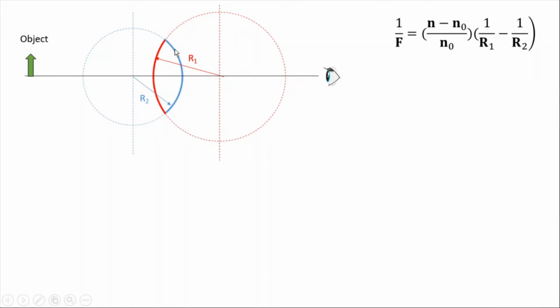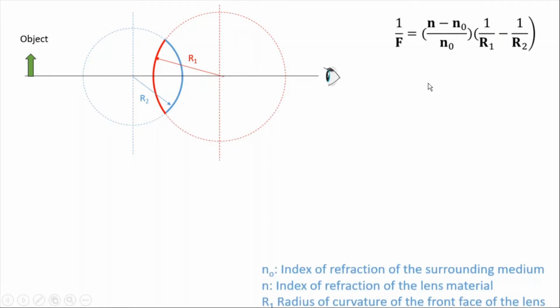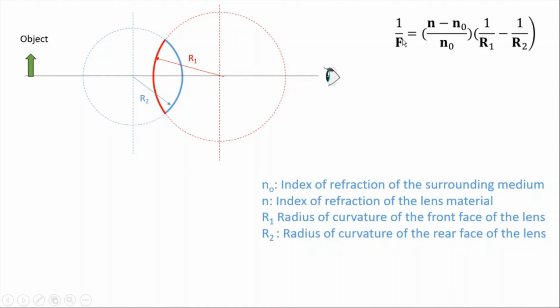The focal length of such a lens is calculated by this formula. 1 over f is equal to (n minus n0) divided by n0 times (1 over R1 minus 1 over R2). So in this formula, what is f? F is the focal length of the lens, n is the index of refraction of the lens material, and n0 is the index of refraction of the surrounding medium.